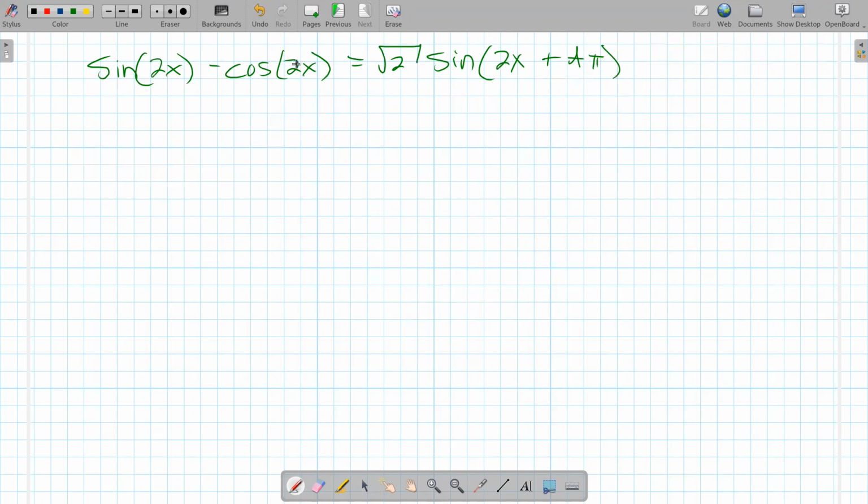The double angle on that didn't seem productive, so we're going to try the angle sum on this one right here. We get that square root of 2 hanging out. It says take the sine of the first angle, so sine of 2x times the cosine of the second angle, a pi, and then the sign is plus cosine of 2x sine of a pi. What do we do with that?